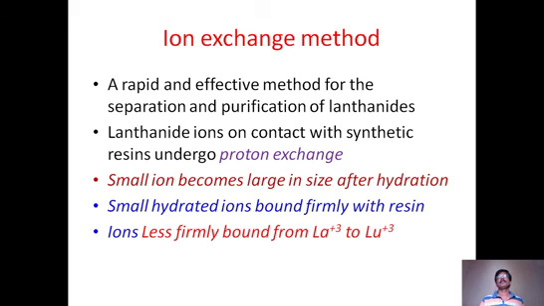So this is the reason: the smaller ion is not bound so strongly, whereas the large size ion is bound very strongly. The reason is that after hydration the order becomes reversed. That's why the large lanthanum plus 3 is bound very strongly, and lutetium plus 3 is bound loosely to the resin.